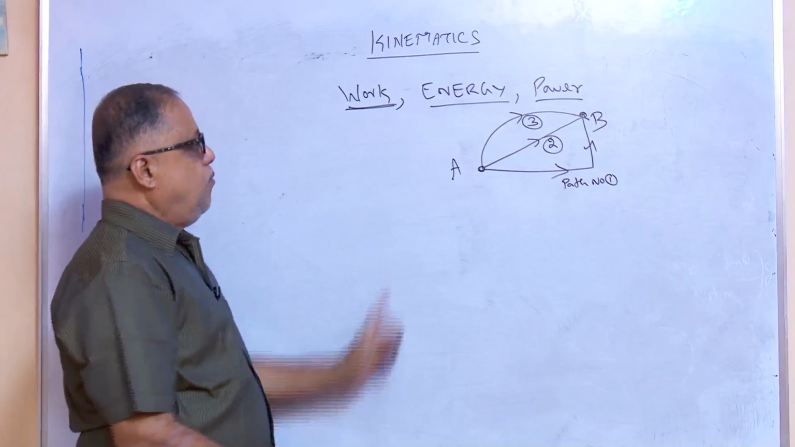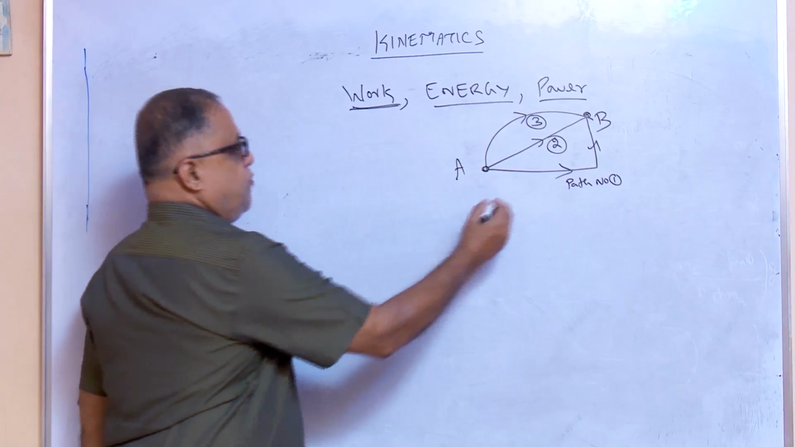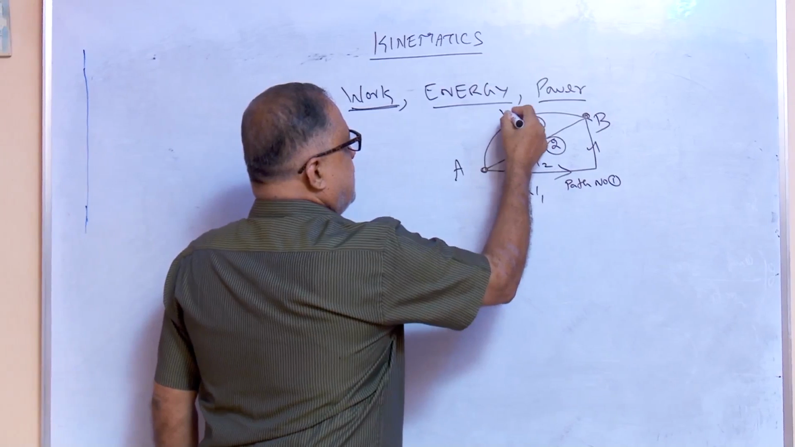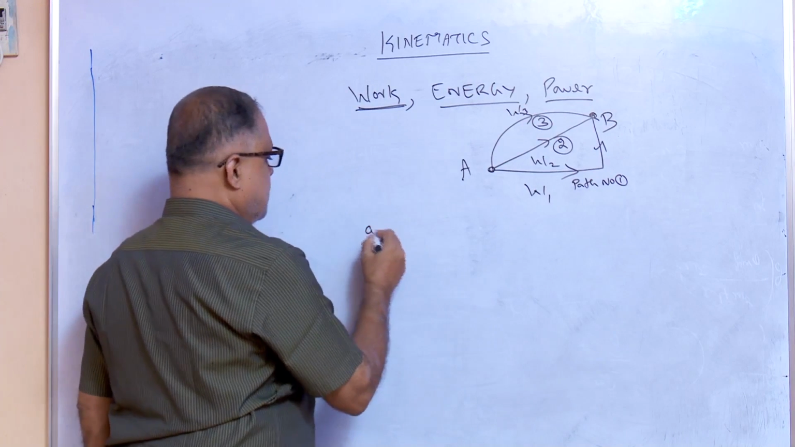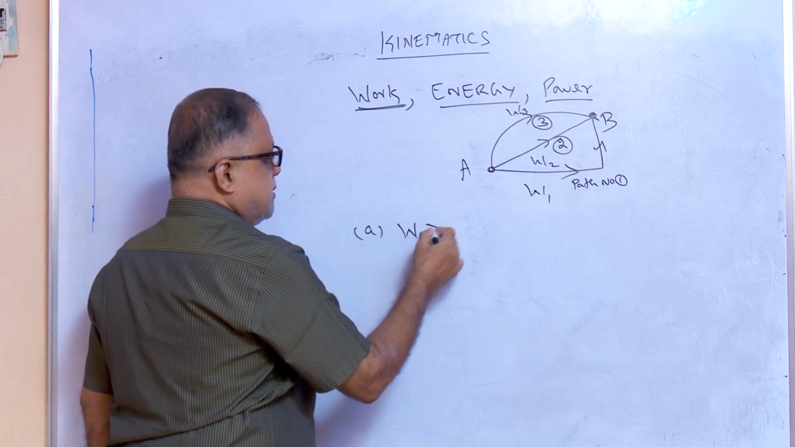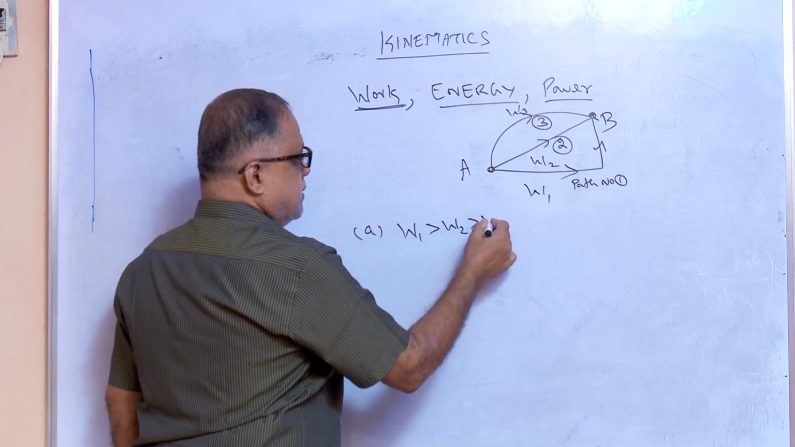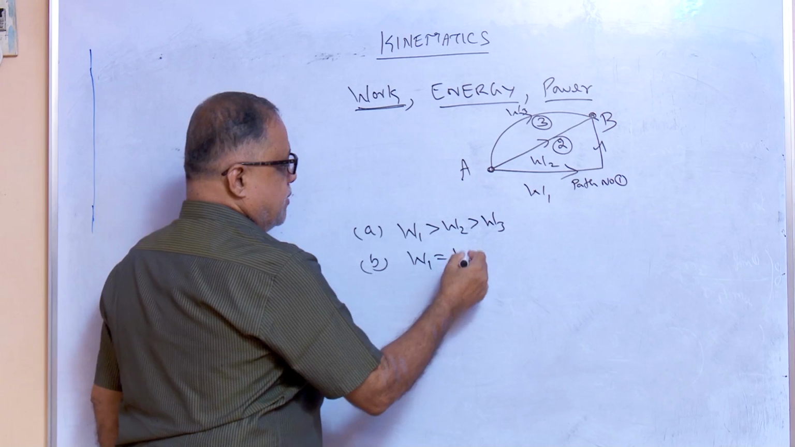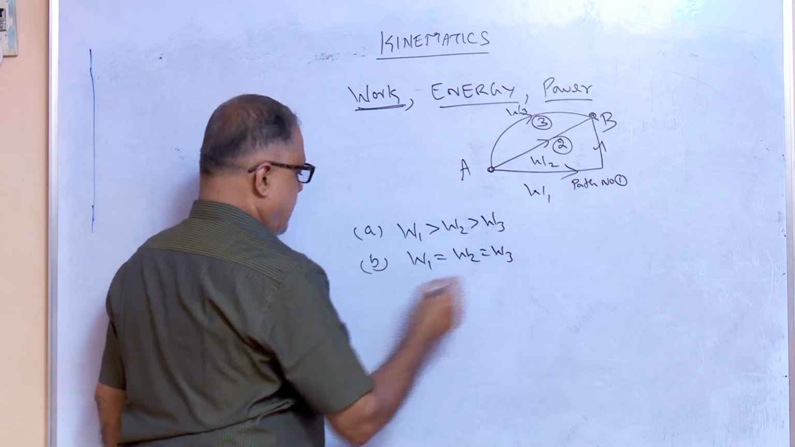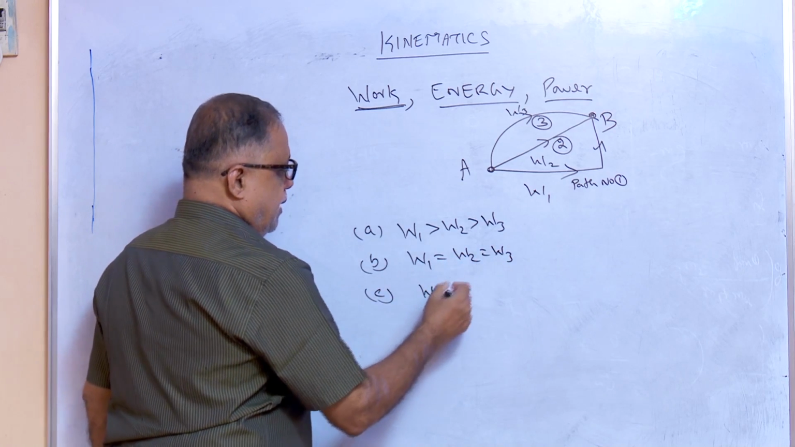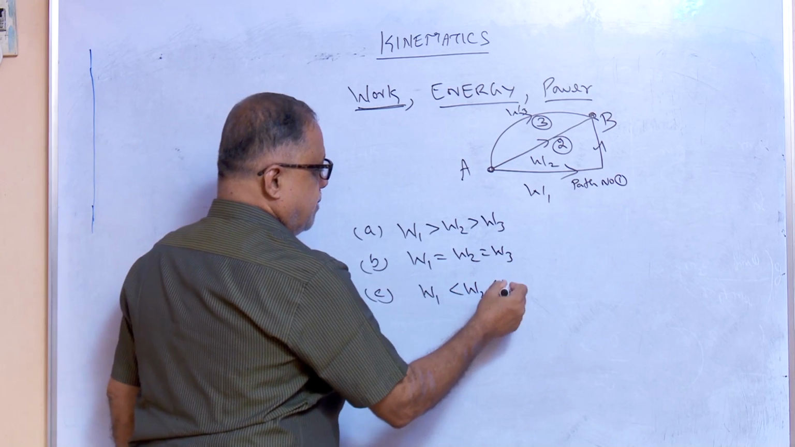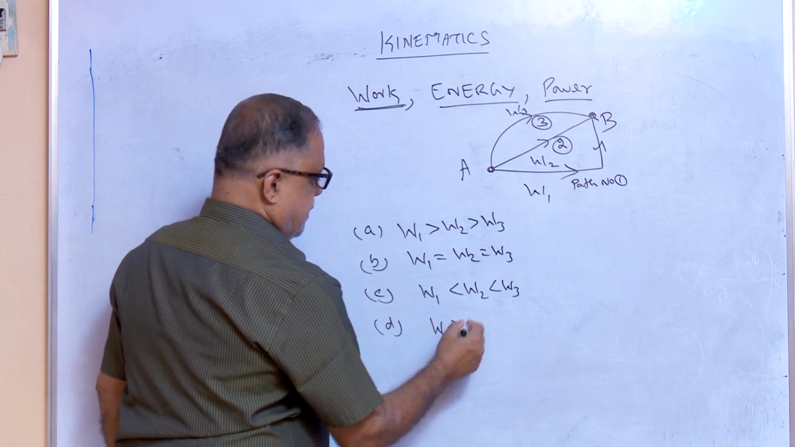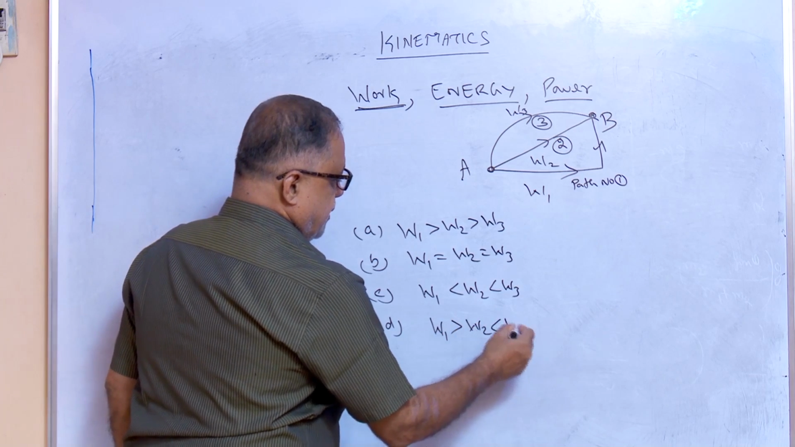Now I am giving, what is the work done. Suppose I will say work done for path 1 is W1, this is W2 and this is W3. Now I am giving the options like this. A, W1 is greater than W2 and W2 is greater than W3, and I am giving one more option. B, W1 is equal to W2, that is equal to W3, and C, W1 is less than W2 and less than W3, and the last is W1 is greater than W2 and less than W3.